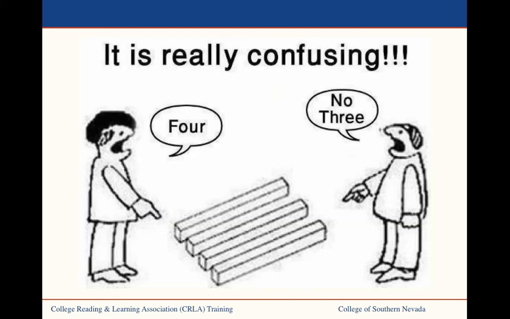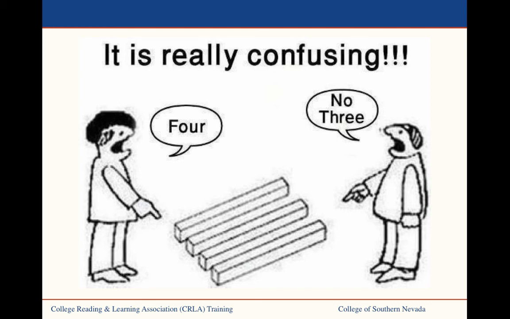One of the main reasons that conflict can occur is illustrated here. People can have different opinions about the very same thing. From one person's perspective, it looks like there are 4 bars. From the other person's, there are only 3. They're both looking at the same thing, but they see it completely differently.